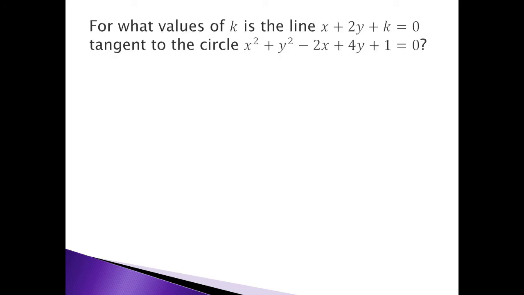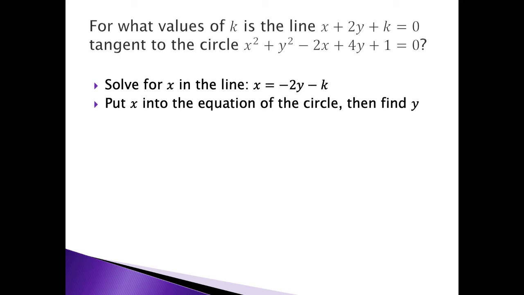For what values of k is the line x plus 2y plus k equal to 0 tangent to the circle x squared plus y squared minus 2x plus 4y plus 1 equal to 0? Solve for x in the line: x equals minus 2y minus k. Put x into the equation for the circle, then find y.